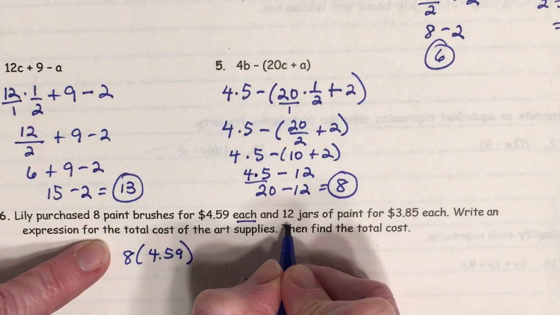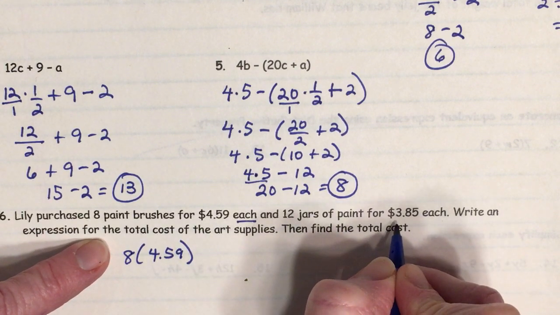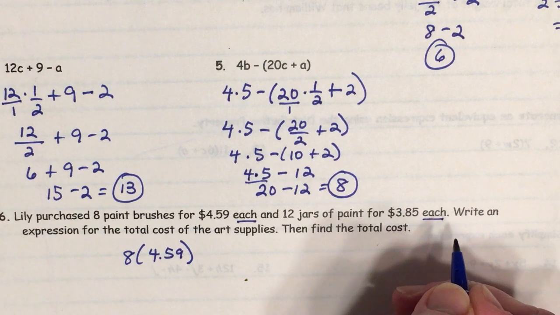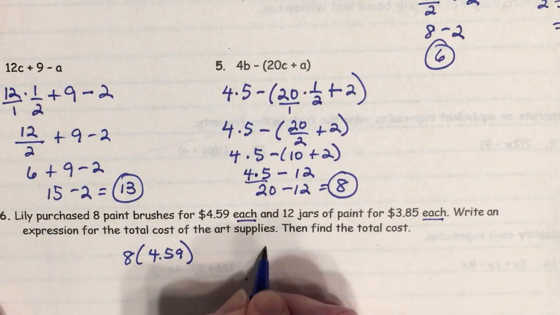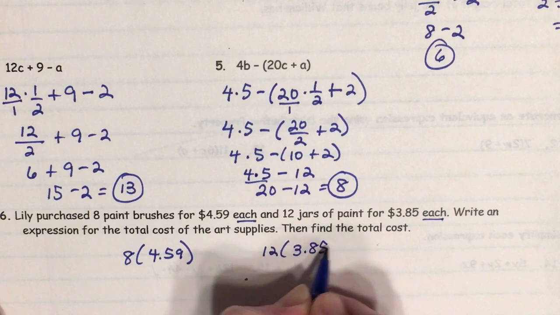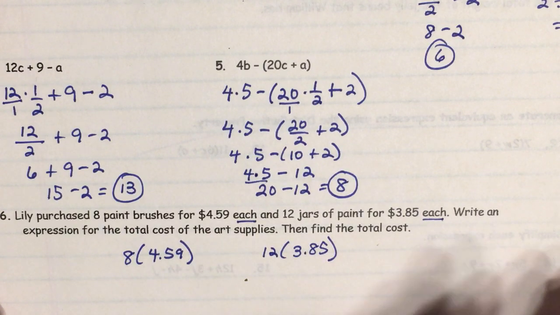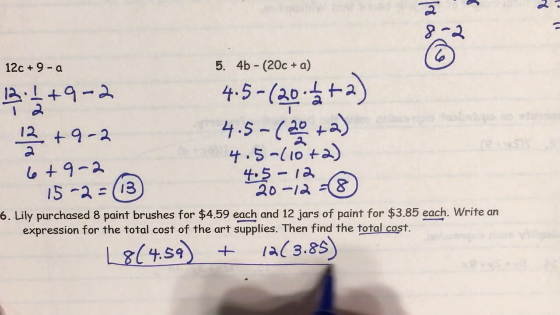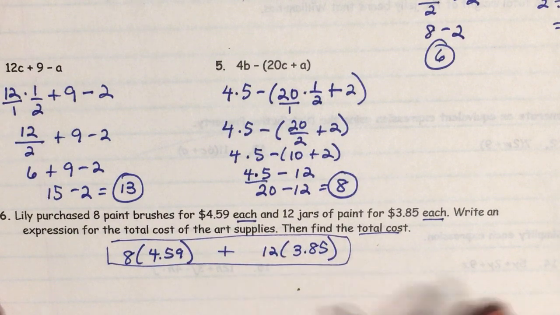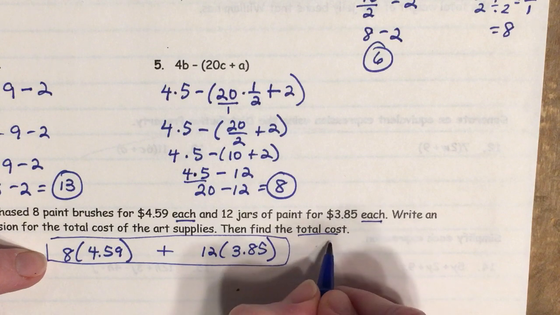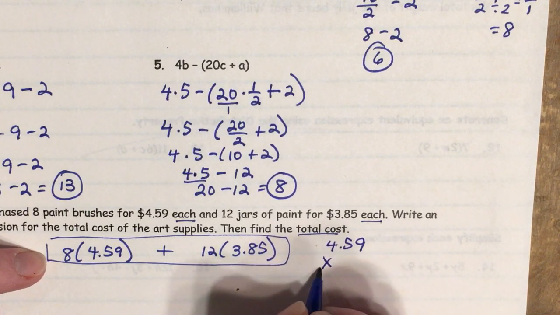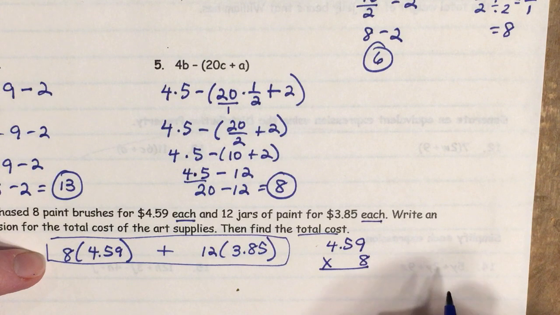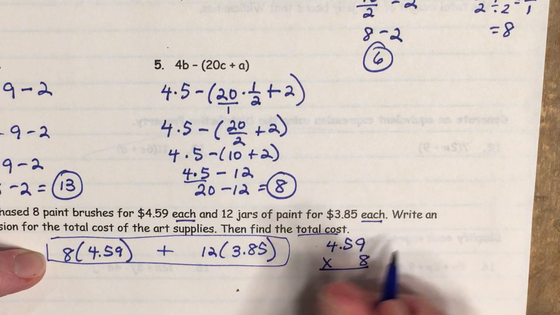And then I have 12 jars of paint that cost $3.85 each. So for one, $3.85. I'm buying 12, so I need to multiply 12 times $3.85. So that'll tell me how much the paint costs. But if I want the total cost, I have to add these two things together. So here's my expression for finding the total cost, and then now I have to actually work it out in order to do it. So if I multiply $4.59 times 8, notice I put the $4.59 on top because it has more digits, and I like that, being on top better, so I'm going to do that.